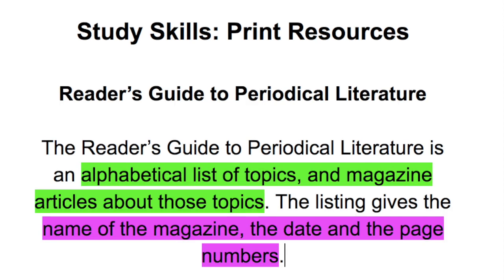All right, our next print resource is the Reader's Guide to Periodical Literature. The Reader's Guide to Periodical Literature is an alphabetical list of topics and magazine articles about those topics. The listing gives the name of the magazine, the date, and the page numbers. And we know when we see periodical literature, that's just a synonym for magazines.